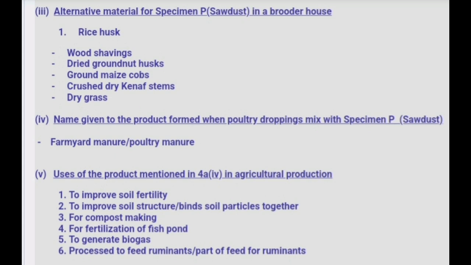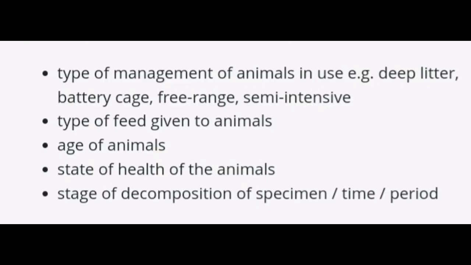animals. Now, what are the factors that can determine the quality of poultry dropping? That's poultry manure also. All right. Number one, the type of management of animals that you are using. Example, like if you're using deep litter, battery cage, free range, semi-intensive method, this can be a factor to determine the quality of the poultry droppings. Also, type of feed given to the animals can determine the quality of the droppings. The age of the animals also is a factor. And the state of health of those animals is also a factor.